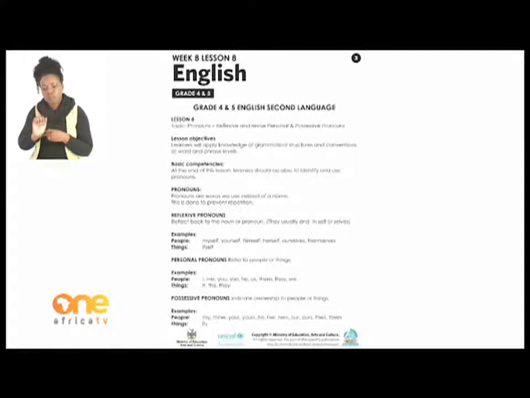A possessive pronoun shows ownership. It shows that something belongs to someone or something belongs to a thing. All right, now, examples of possessive pronouns when we are referring to people are my, mine, your, yours, his, her, hers, our, ours, theirs. When you are referring to things, it becomes its. Moving on to page 4.